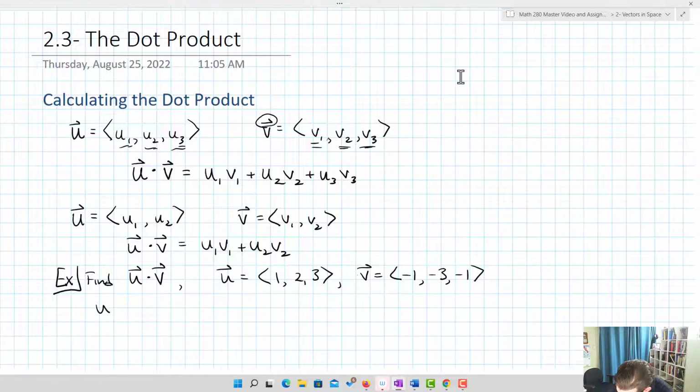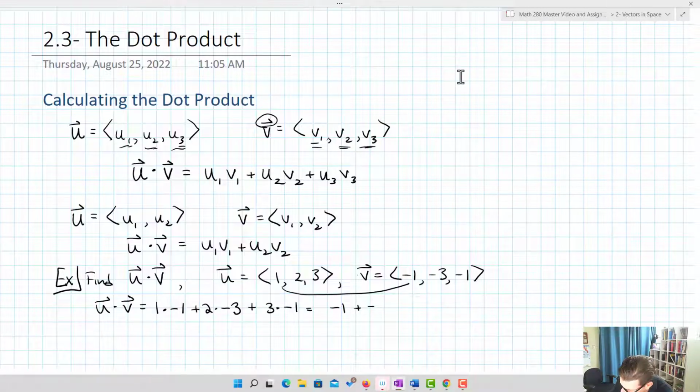So u dot v, what we're going to do is multiply component-wise. So 1 times -1 plus 2 times -3 plus 3 times -1. So that gives me -1 plus negative 6 plus negative 3, and that ends up equaling negative 10. And there we go.